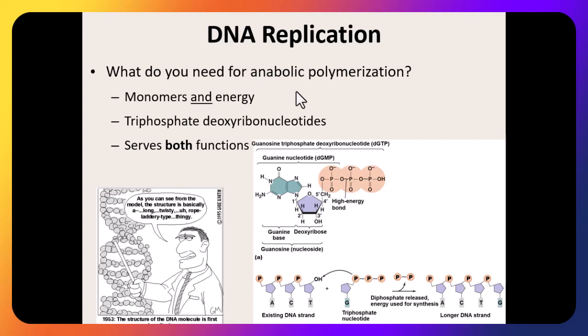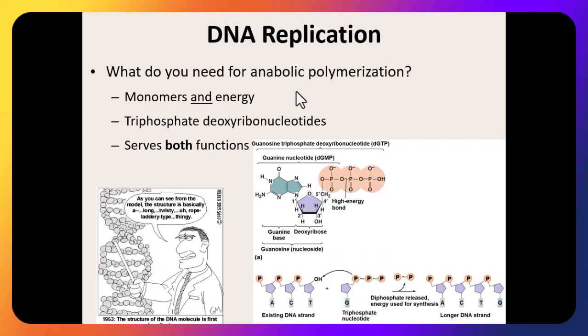They're called triphosphate deoxyribonucleotides. It's a mouthful. It's still a nucleotide for DNA. It still has the base. This one is using guanine as an example. It still has the sugar deoxyribose, and it still has a phosphate group. That's what makes our nucleotides.